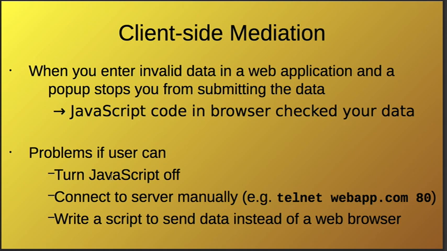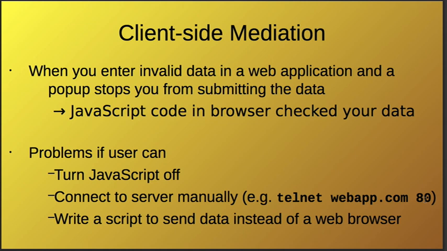They might just turn JavaScript off, which means the code in the browser won't be able to check stuff, and then a lot of things won't work. Also, you can connect to a server manually. From the terminal, you can say telnet web app, or whatever website you have, and then use port 80 or port 8080 or 443, and you'll get all of the output coming from the web app just on the screen, in a terminal window rather than a browser.